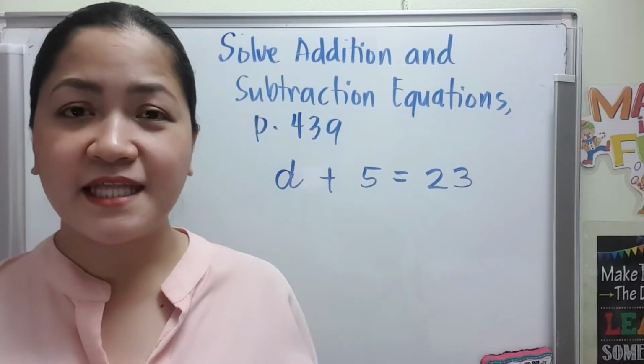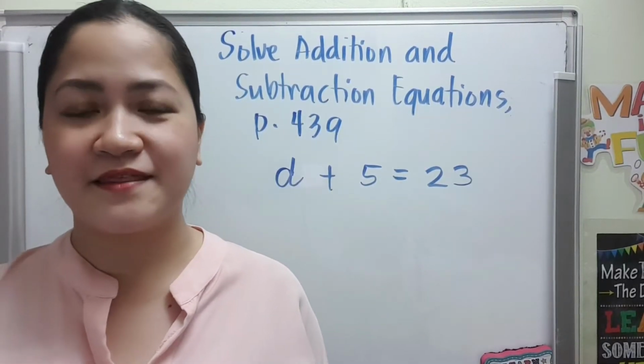It states that if you subtract the same number from both sides of the equation, the two sides will remain equal. So which are the two sides of the equation? That is the left side of the equal sign and the right side of the equal sign. Let us have examples. You can find this lesson on page 439.